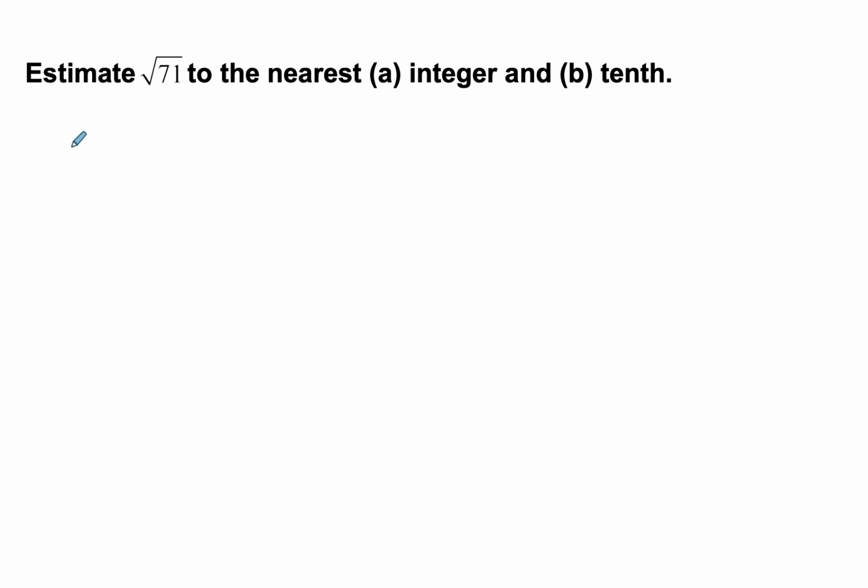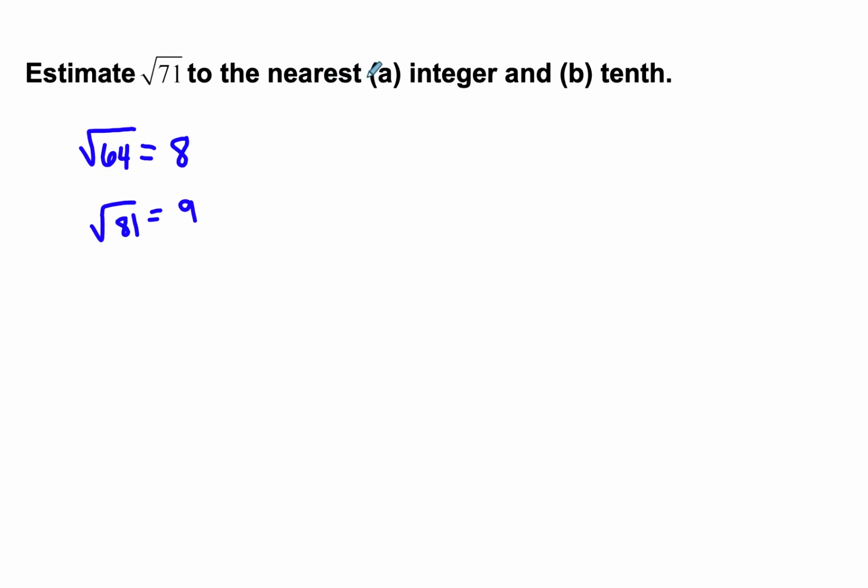So I know that, let's see, 8 times 8 is 64. The square root of 64 is equal to 8. And then the next one, 9 times 9 is 81. The square root of 81 is equal to 9. 71 is going to be in between these.